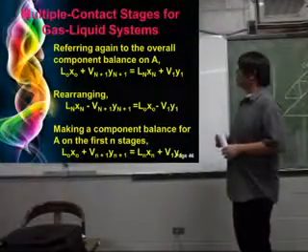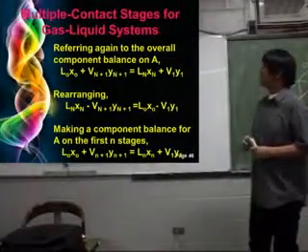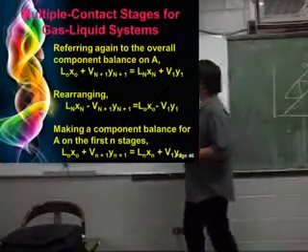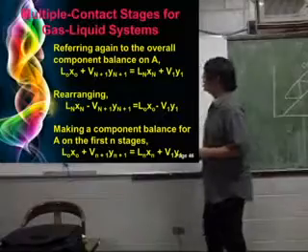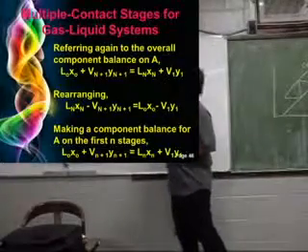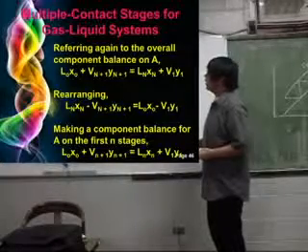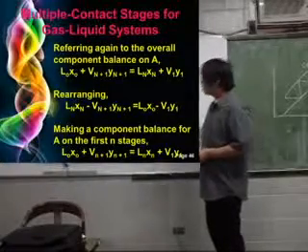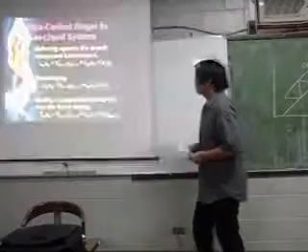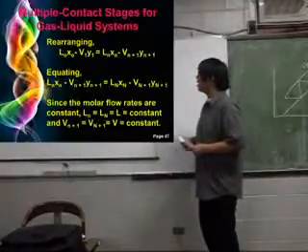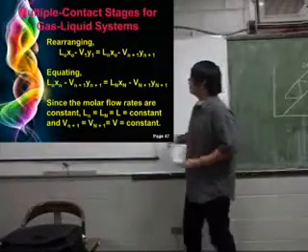First, we will refer again to the overall component balance on A. As discussed by Mr. Lidora a while ago, we have this equation. Then rearranging, it will become this equation. Then we make a component balance for A on the first lowercase n stages, so we have this equation. Next, we rearrange that equation again and we will have this equation.